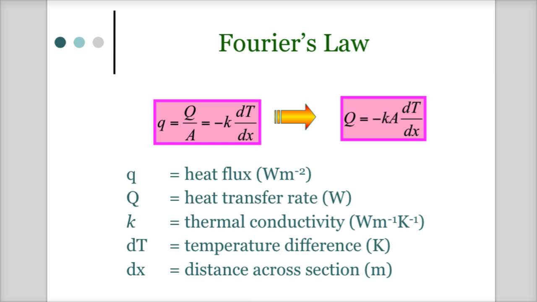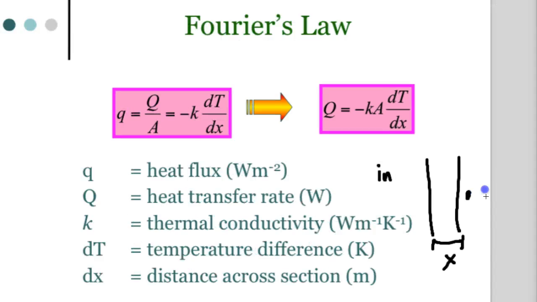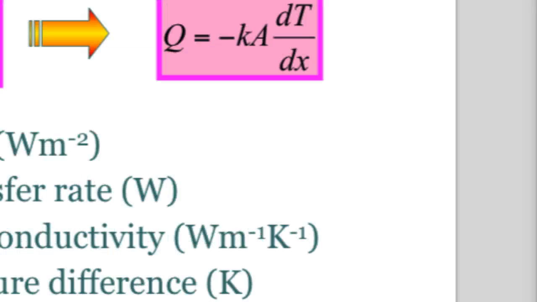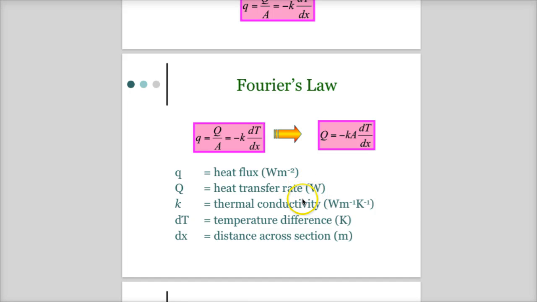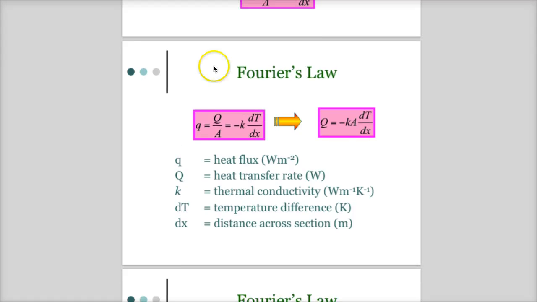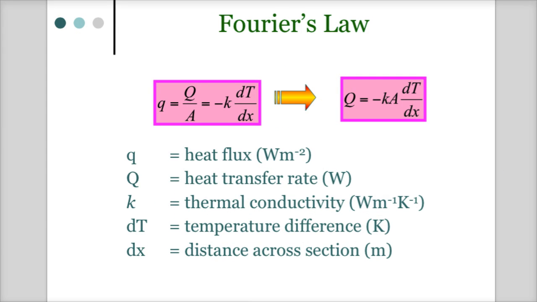So which is the cross section? Let me draw it first. So dx is this x. If that is the window pane, this is the inside, and this is the outside. Let's go back. Alright, slight delay there. Anyway, that's Fourier's law.